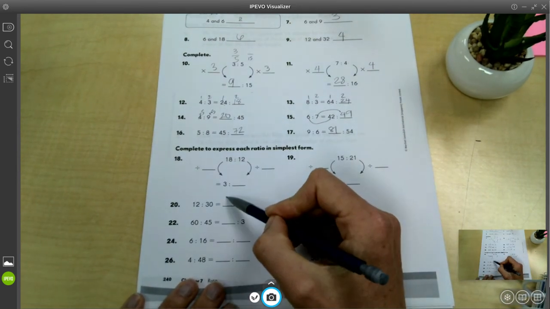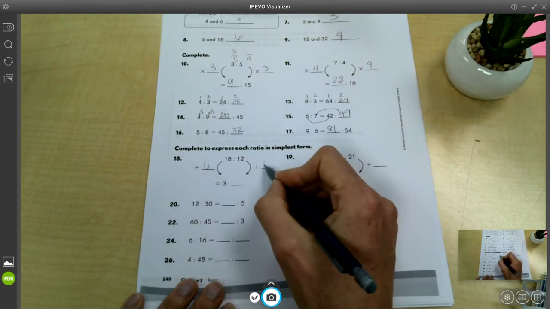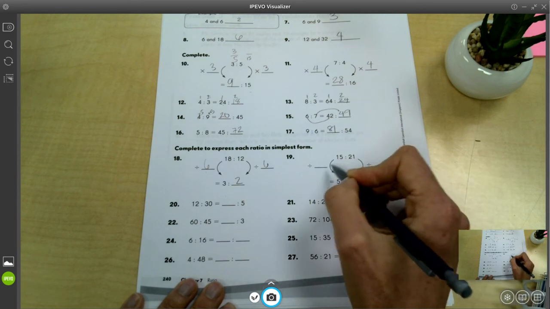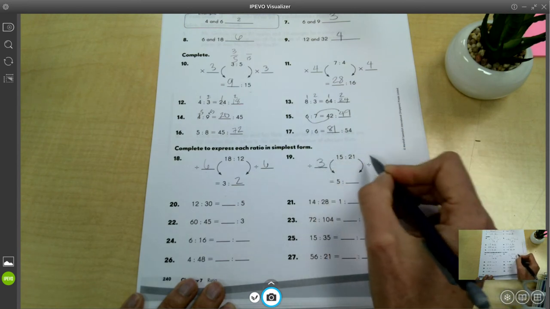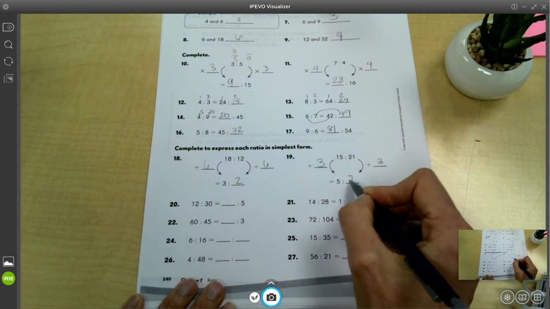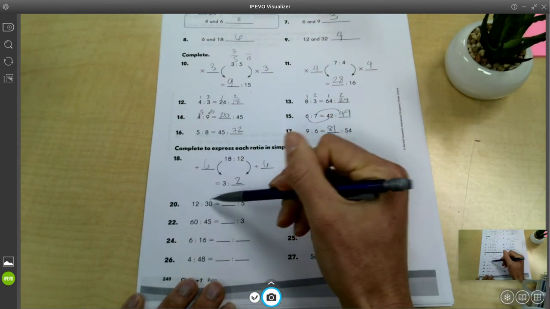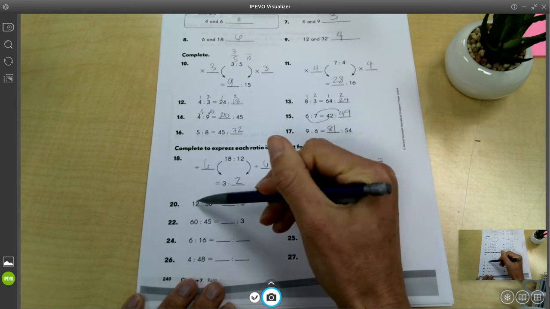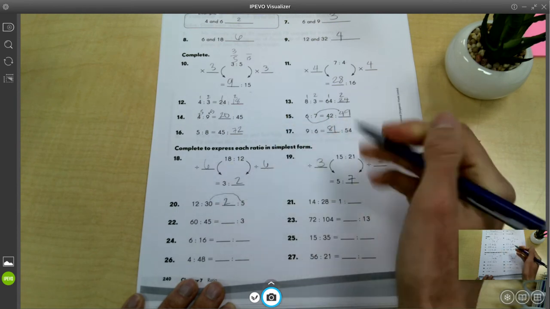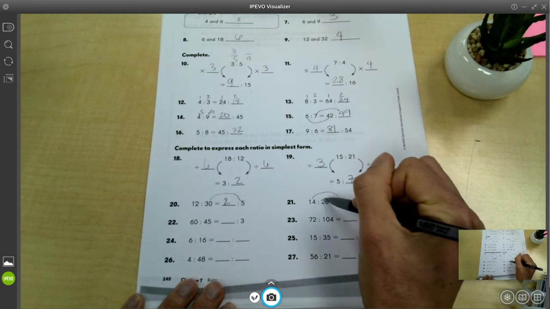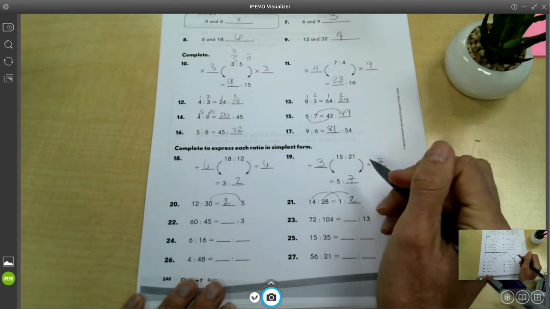18 divided by what is 3? 18 divided by 6, so I have to do 12 divided by 6, which is 2. Here, I have 15 divided by what is 5? 3. 21 divided by 3 gives me 7. All right, same thing. Here I am starting with my second number. 30 divided by 6 is 5. 12 divided by 6 is 2. 14 divided by 14 is 1, so 28 divided by 14 is 2.